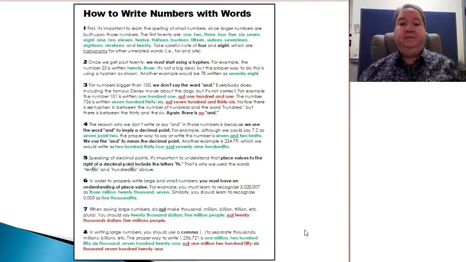Make sure that you have your notebooks out and something to write with so that we can go over the exercises that you had from our previous class. Remember that last time we talked about how to write numbers with words, and of course we went through this handout in great detail. If you need to review that video to go over that, please do so.